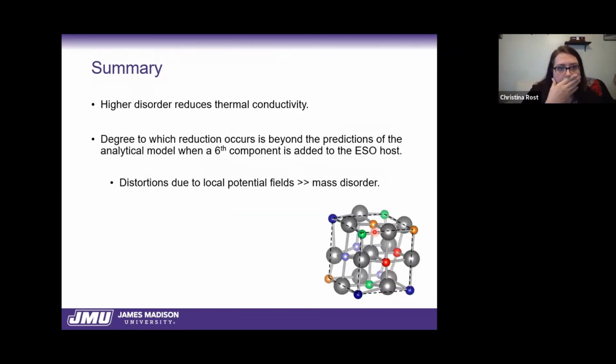So to summarize this, higher disorder reduces thermal conductivity. That's not new, right? You know, someone call the press. But the degree to which this reduction occurs is beyond the predictions of any of our analytical models when a sixth component is added to this host. And based on VCA, we see that these distortions are due to the local potential fields based on charge compensation for electroneutrality, and that's much, much greater than any mass disorder introduction.